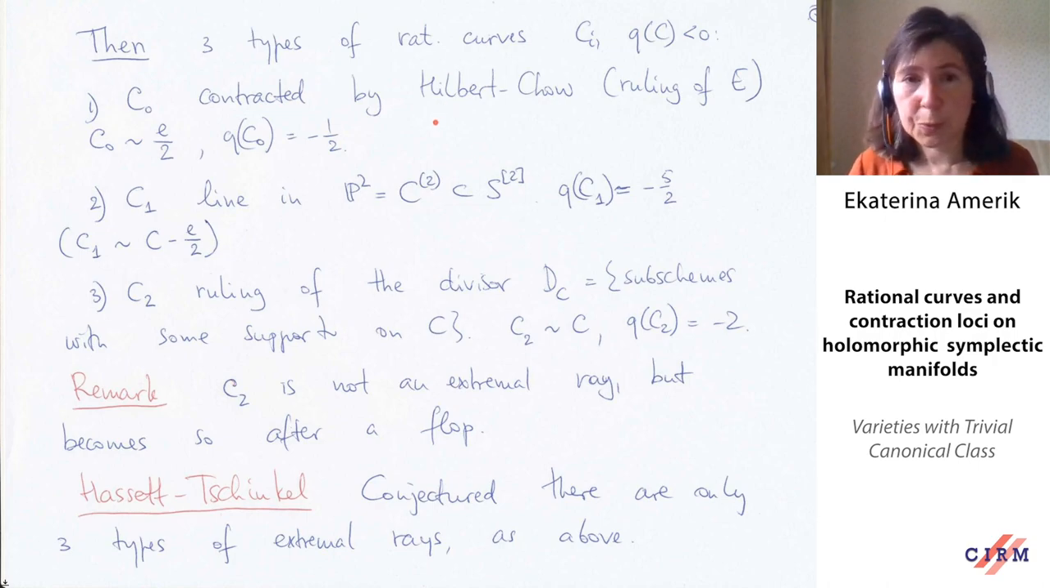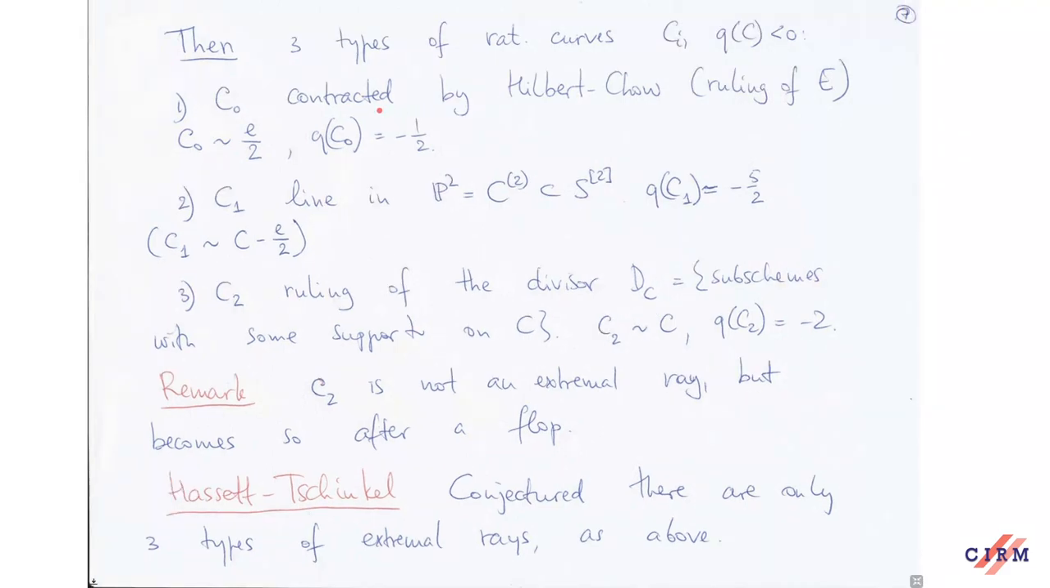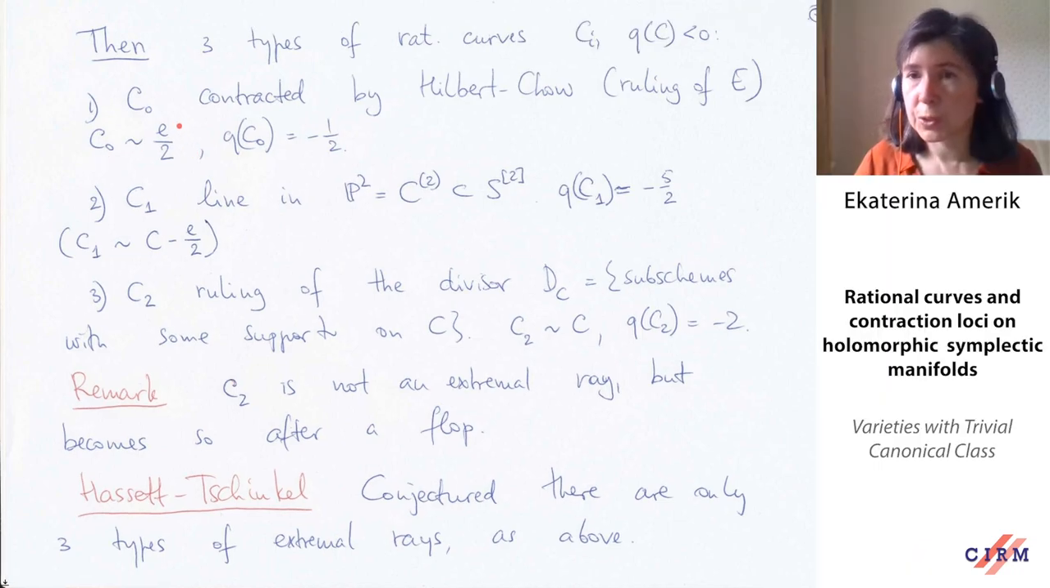You have these contracted curves of the Hilbert-Chow map. You have this ruling of the exceptional divisor of the Hilbert-Chow map. And it's quite easy to compute that the class in H2 is E over 2, so it's the diagonal over 4, and the Beauville-Bogomolov square is, of course, minus 1/2.